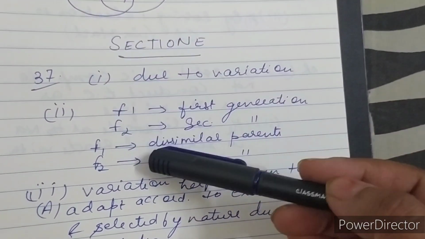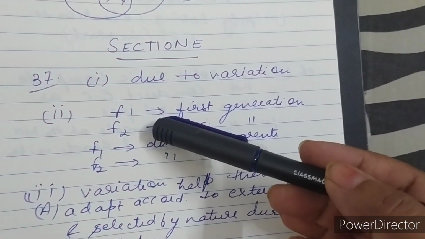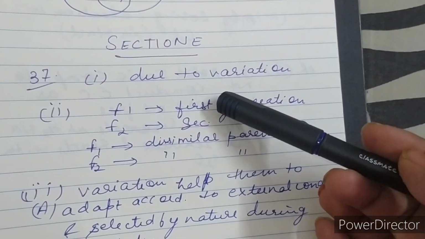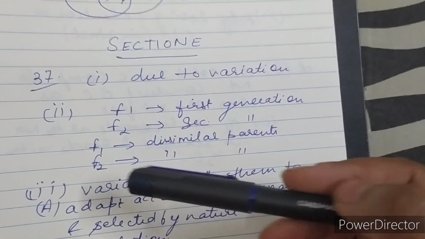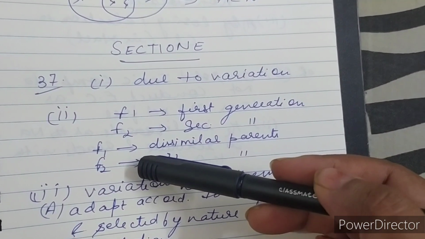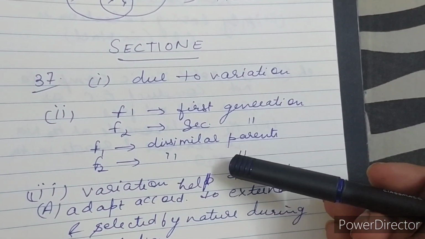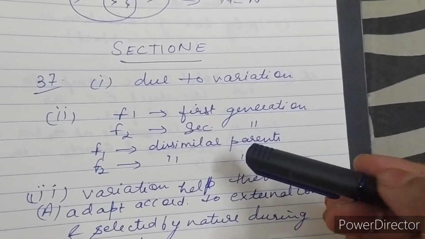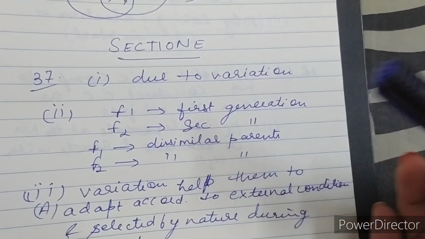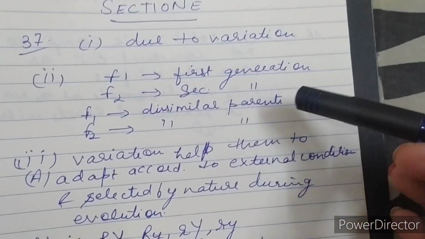What is the difference between F1 and F2 generation? F1 generation represents the first filial generation, in which dissimilar parents are used, like capital TT, small tt. And F2 generation is the second filial generation in which both the parents are similar, capital T small t and capital T small t. That is, heterozygous plants are used for the same character, so similar parents are used. This is one of the differences that you can write.